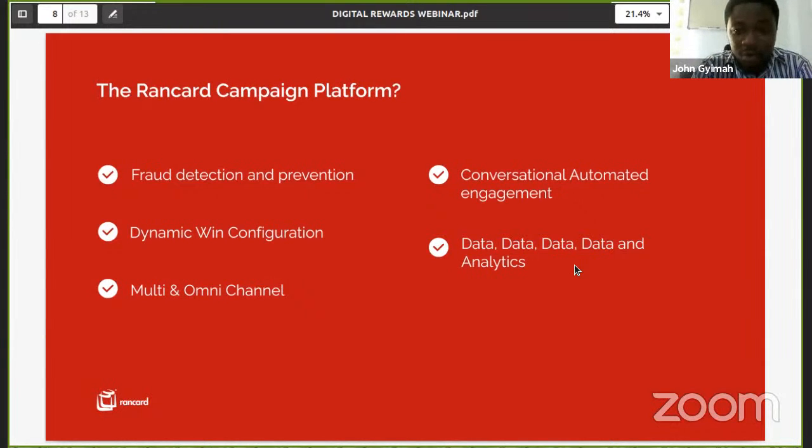So for the BrancCard platform, this is something that we take dearly, and for most of the campaigns that we run, there's less than 5% fraud engagement, just because of the features and capabilities that we put in place to mitigate that.